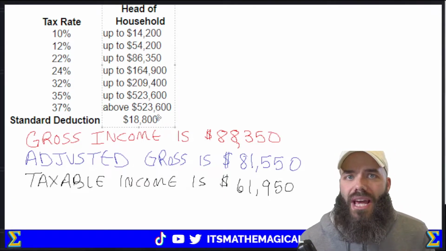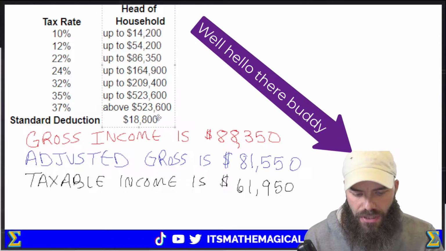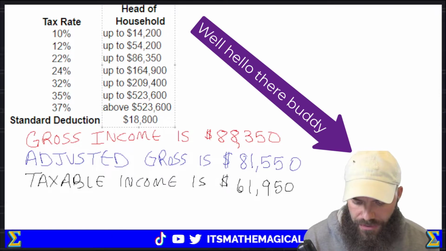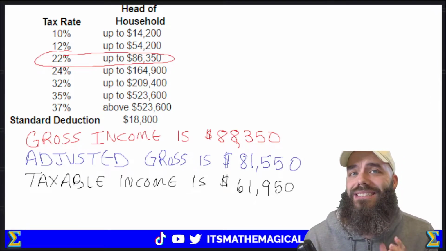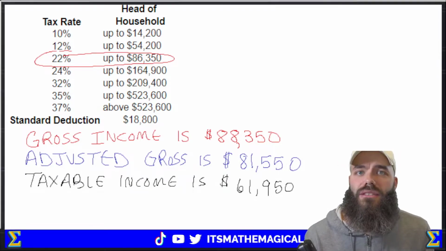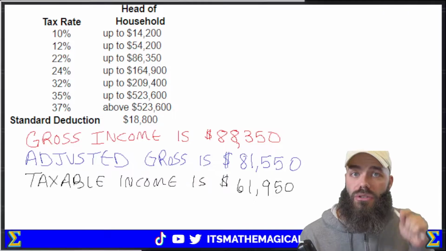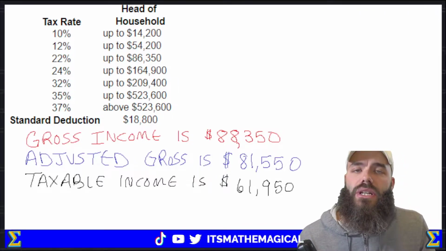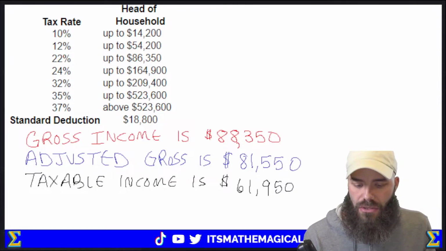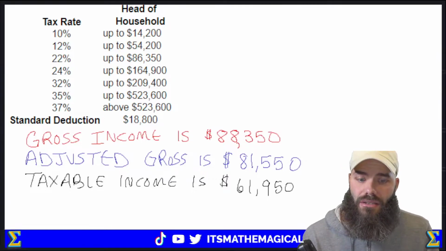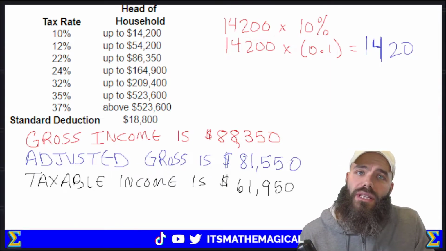So being that her taxable income is $61,950, please don't make the mistake of thinking, okay, well, $61,950 is here, and calculate 22% of that, because that's not how taxes are calculated. Taxes are calculated based off the brackets. The first $14,200 of Isabella's taxable income is calculated at a 10% rate, okay? So only 10% of the first $14,200 is taxed. So let's calculate that. 10% of $14,200 is $1,420.